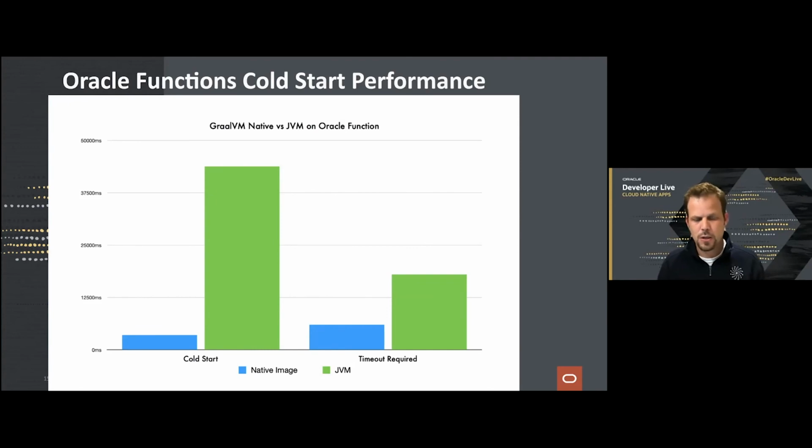better. In this graph, you can see the native version in blue and the regular Java version in green. As you can see, the cold start in the native version is around 4 seconds, whilst the Java version is 40 seconds, 10 times slower for the same memory allocation.